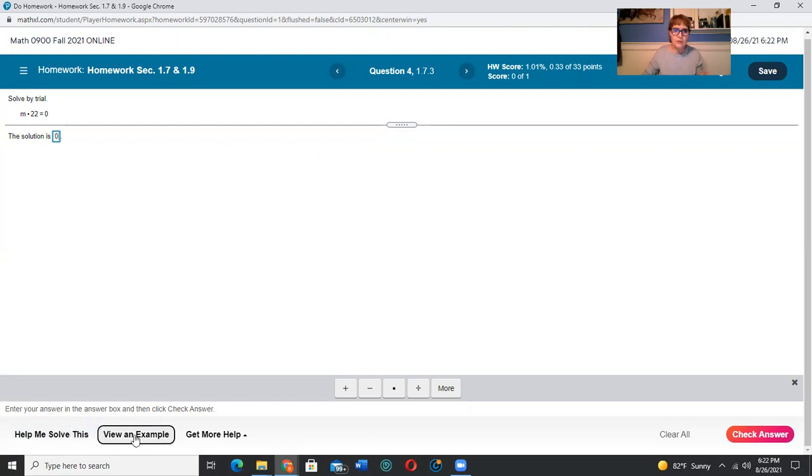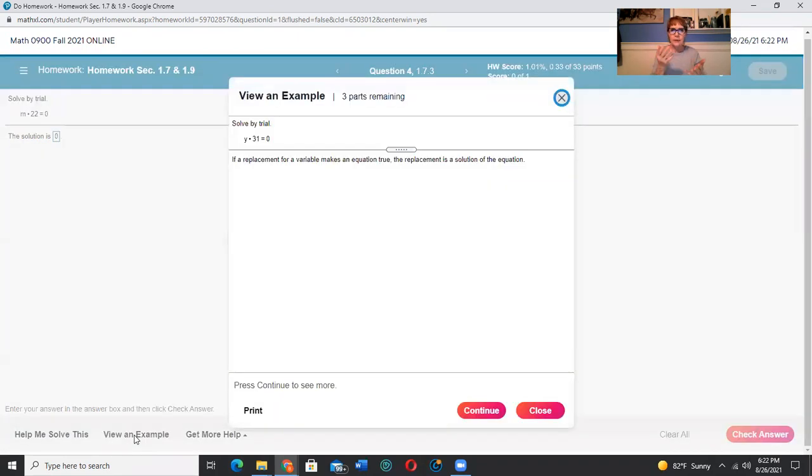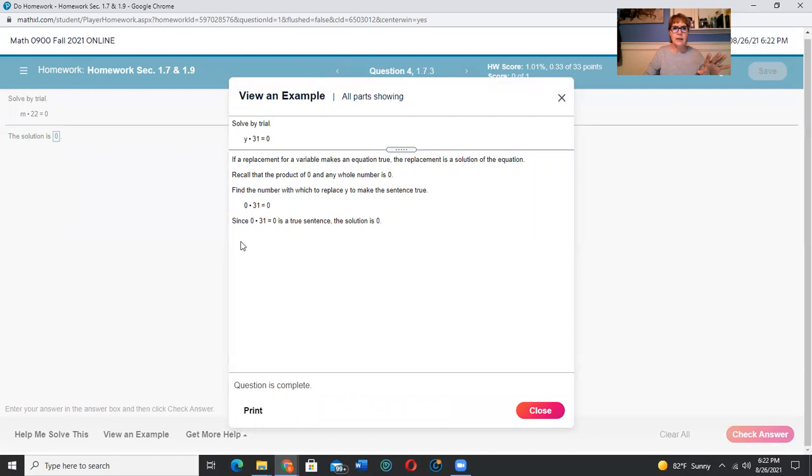But another one you can use is view an example. If you view an example, it gives you a pop-up. It gives you different numbers than your original, and it's going to solve it step by step. So I'm going to press continue on this pop-up. Recall that the product of 0 and any whole number is 0. So they're talking you through and showing you how that 0 times any number is 0. Since 0 times any number is 0 is a true sentence, the solution is 0.